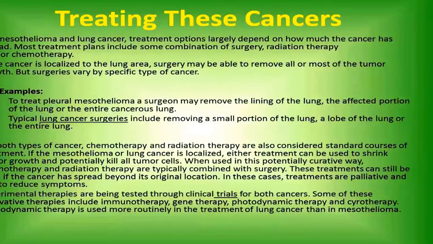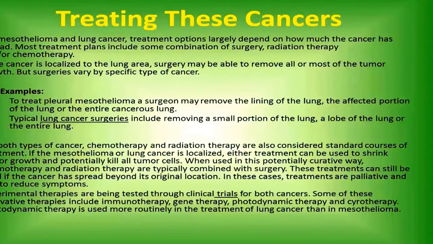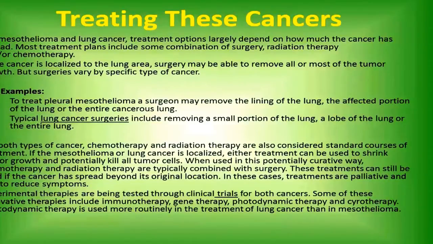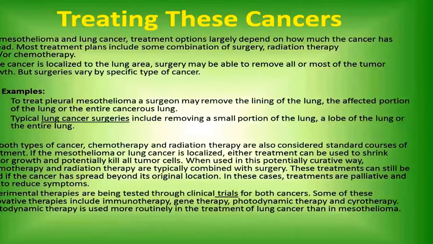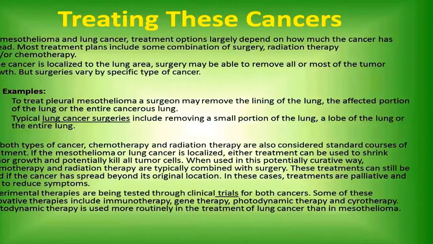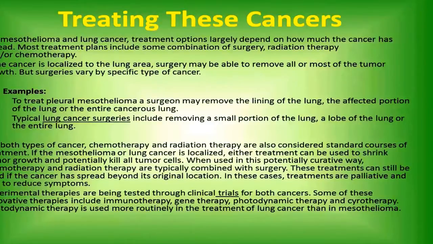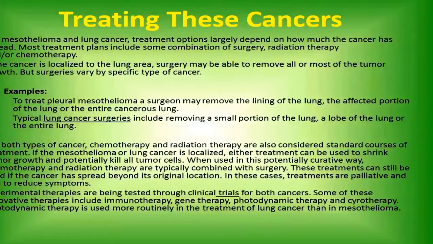Examples. 1. To treat pleural mesothelioma, a surgeon may remove the lining of the lung, the affected portion of the lung or the entire cancerous lung. 2. Typical lung cancer surgeries include removing a small portion of the lung, a lobe of the lung or the entire lung. For both types of cancer, chemotherapy and radiation therapy are also considered standard courses of treatment.